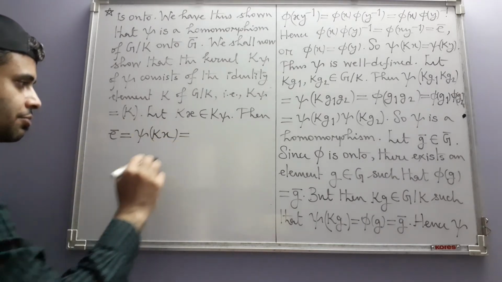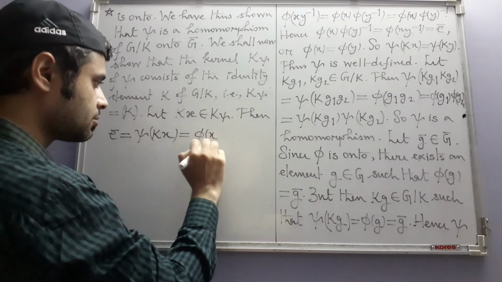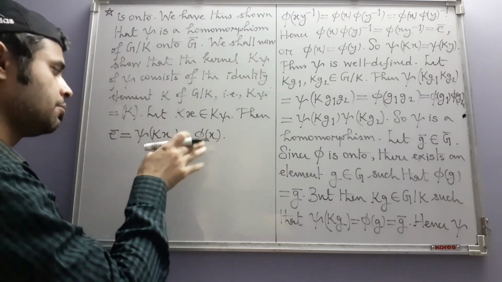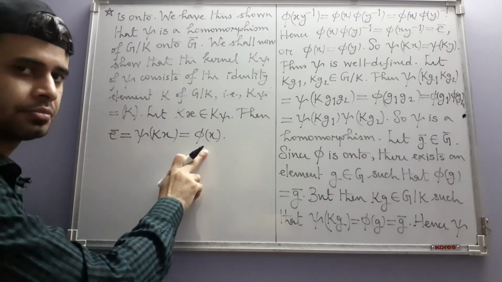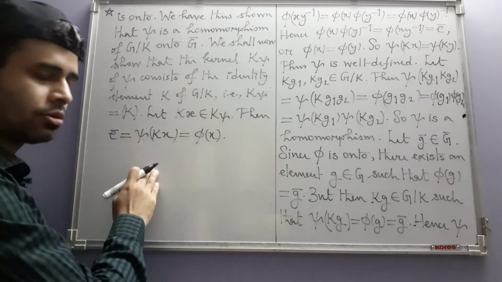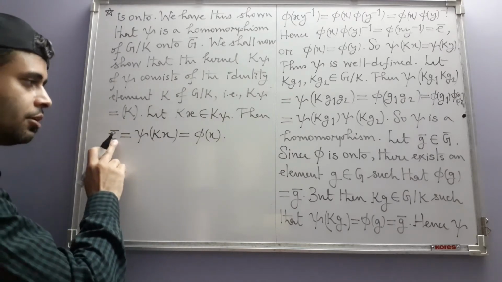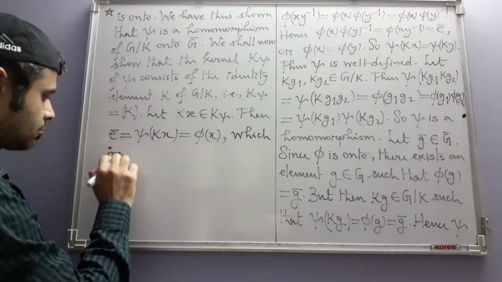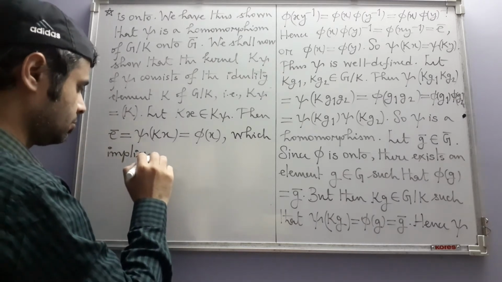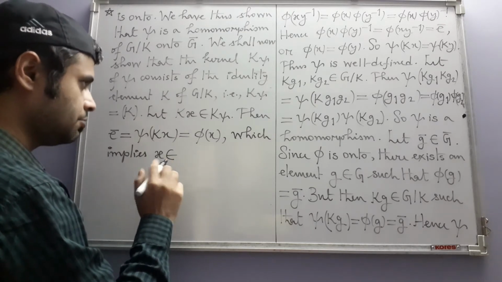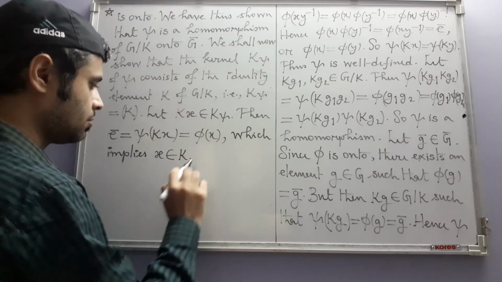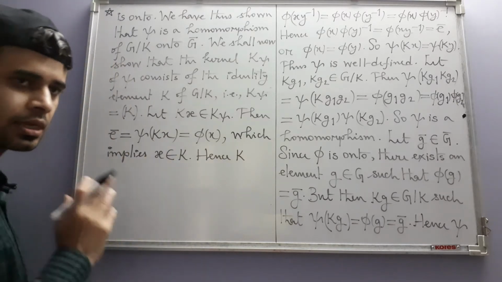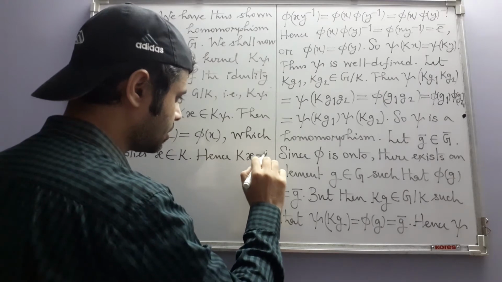But according to our definition of psi, this is equal to what? Phi of x. Now, what does this tell us? This tells us that x belongs to the kernel of phi, because phi is a map from G onto G bar, and here we are getting the identity element of G bar. So x belongs to the kernel of phi, which is K. Hence, because K is a subgroup of G after all, the coset Kx will be equal to K.